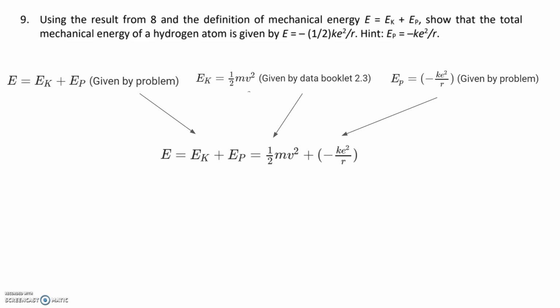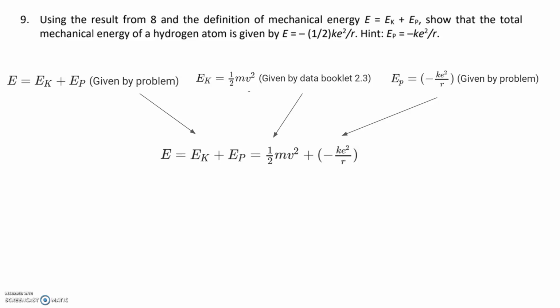Using the values given, we can substitute them into the definition of mechanical energy. After substituting the equation for kinetic energy given by the data booklet and the equation for potential energy given by the problem into the definition of mechanical energy, you should get the following equation: 1/2 mv squared plus negative ke squared over r.